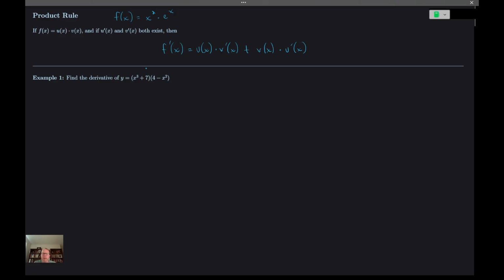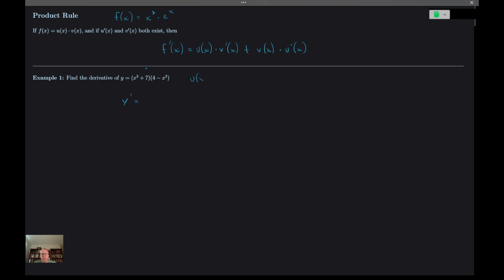So let's look at an example. We have a product of x cubed plus 7 and 4 minus x squared. Now, you could multiply this out. You could just FOIL this out. This would not be a big deal to do. But it's easier, and in most cases maybe it's the same. Probably doesn't matter. But you could FOIL this out and then just take the derivative term by term. But let's use the product rule. So let's find y prime.